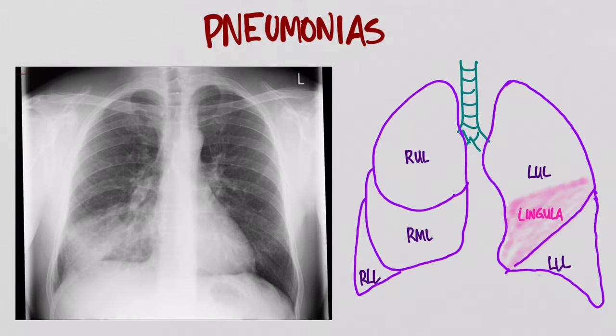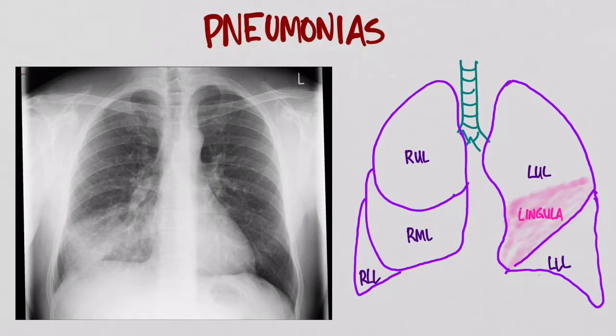Alright, so welcome to this video in which we are going to talk about pneumonias on chest x-rays. Chest x-rays are often ordered in order to exclude or confirm the diagnosis of pneumonia. And pneumonias look something like this. You see an infiltrate over here on this chest x-ray.